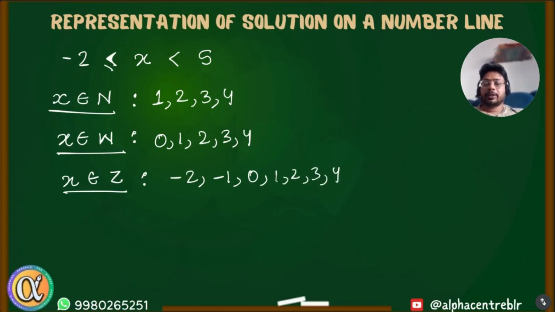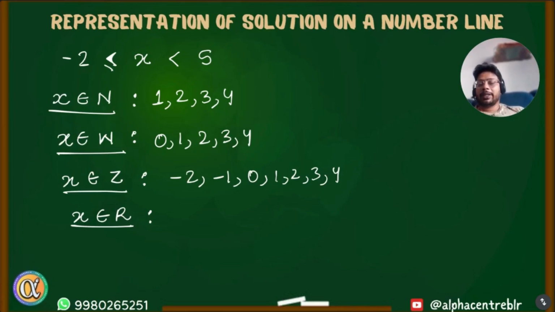But suppose the question says x belongs to real numbers or rational numbers. Real numbers are different from integers in a way that they involve even the fractional parts, the numbers between complete numbers, like 1.5, 1.52, 1.478. Therefore, between any two numbers, there are infinite real numbers. Even between 0 and 1, there are infinite real numbers.